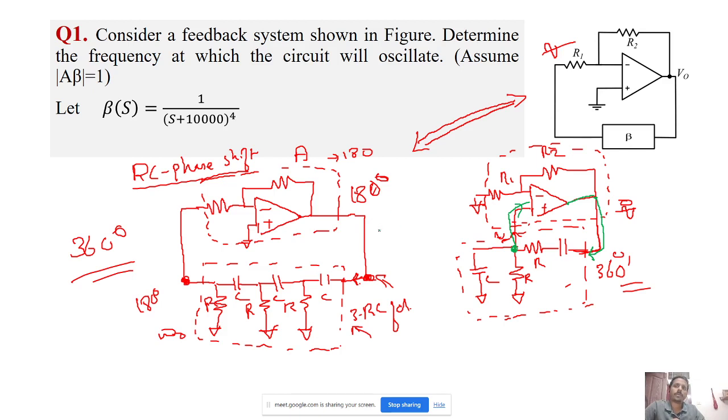Yeah, only for a particular frequency the Barkhausen criterion will be satisfied. That's why we are getting a signal with only one frequency, right? Only at that frequency it is acting as positive feedback, and we will satisfy the Barkhausen criterion, and we will get a sustained oscillation.